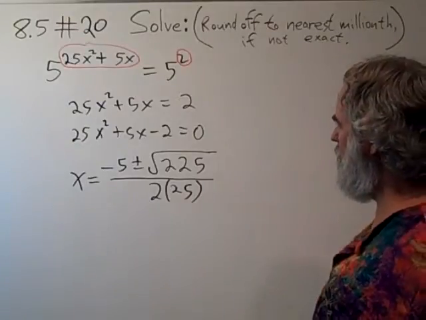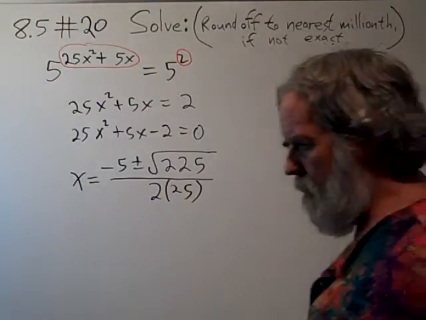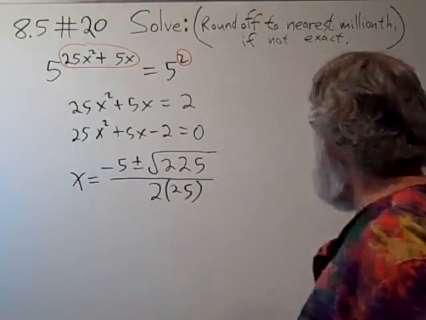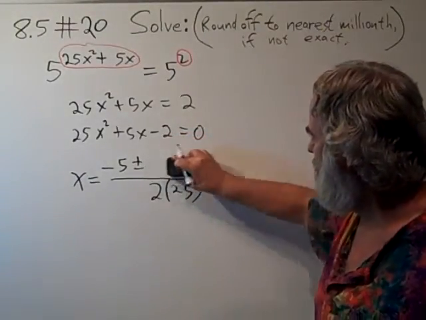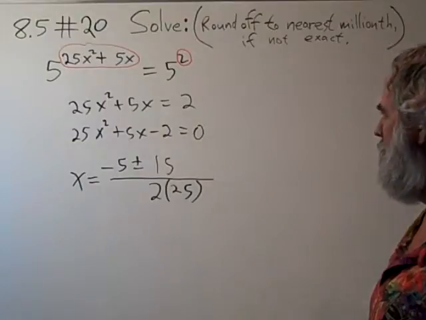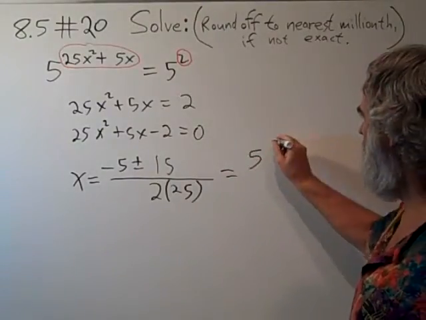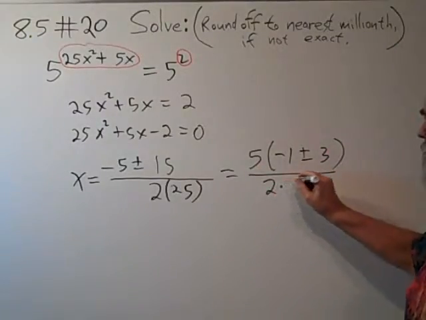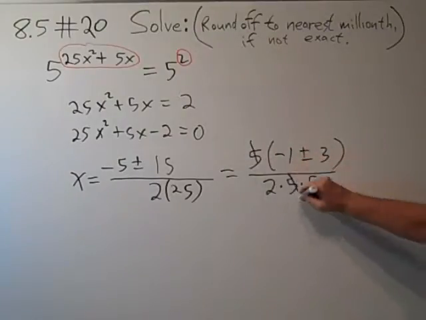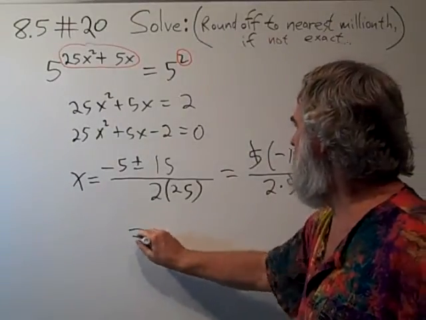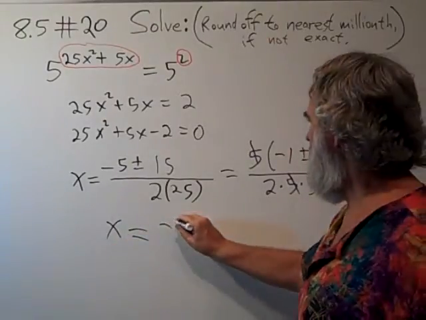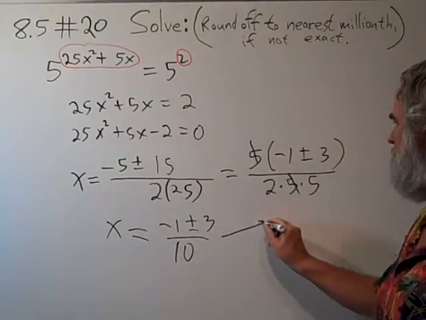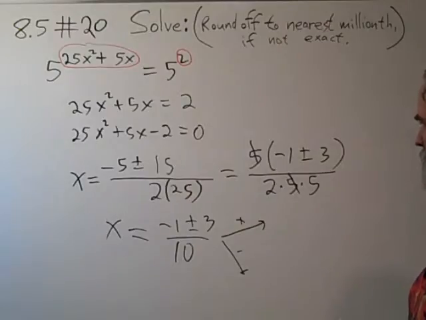And 2 times, well, we can factor out a 25. In fact, oh, that's just 15. The square root of 225 is 15. So we can factor a 5 out of the numerator, 5 times negative 1 plus or minus 3, divided by 2 times 25, which is 5 times 5. So we can cancel out a factor of 5, and we're left with 2 possible answers for x. Negative 1 plus or minus 3 divided by 2 times 5, which is 10. So if we choose the plus, we get one answer, and if we choose the minus, we get another answer.